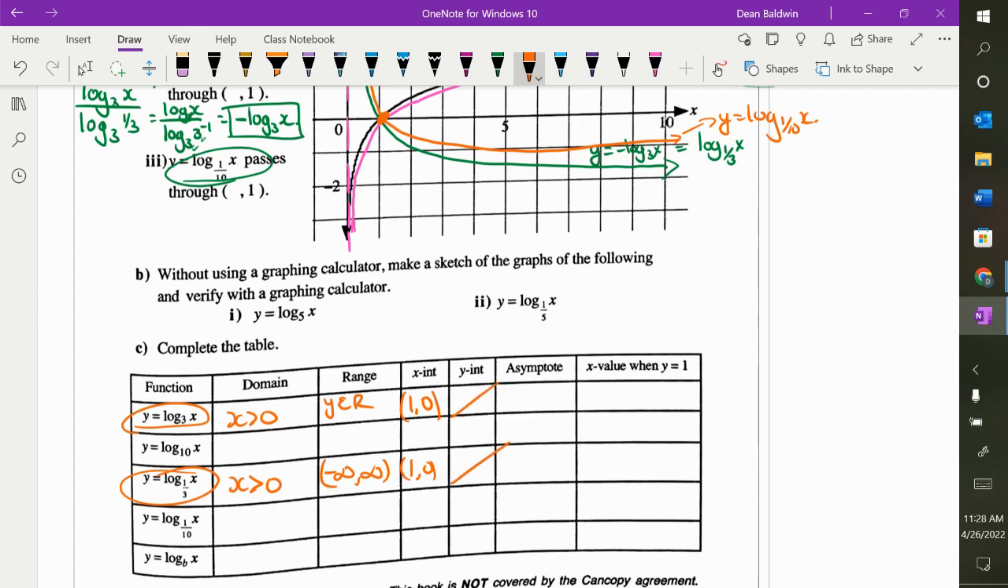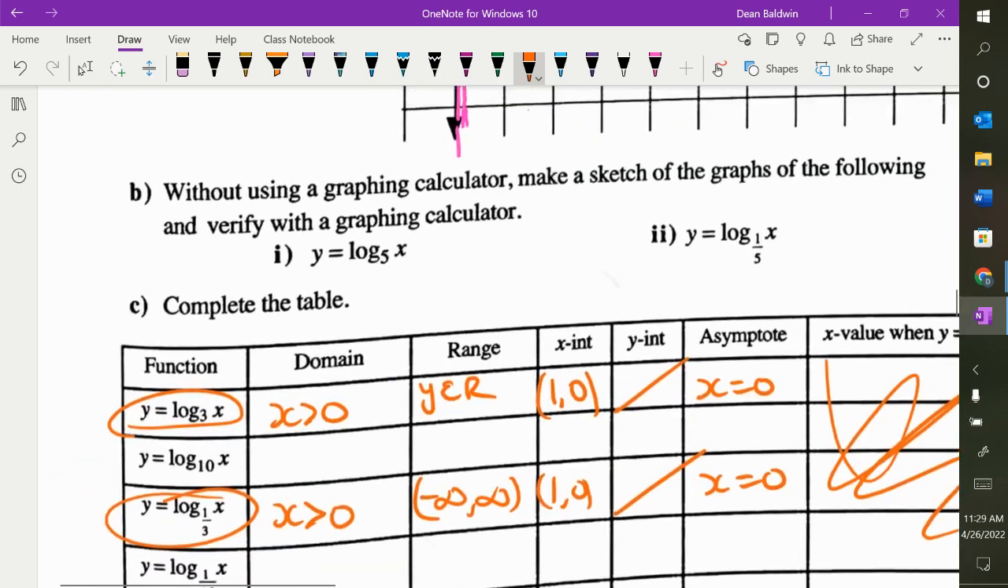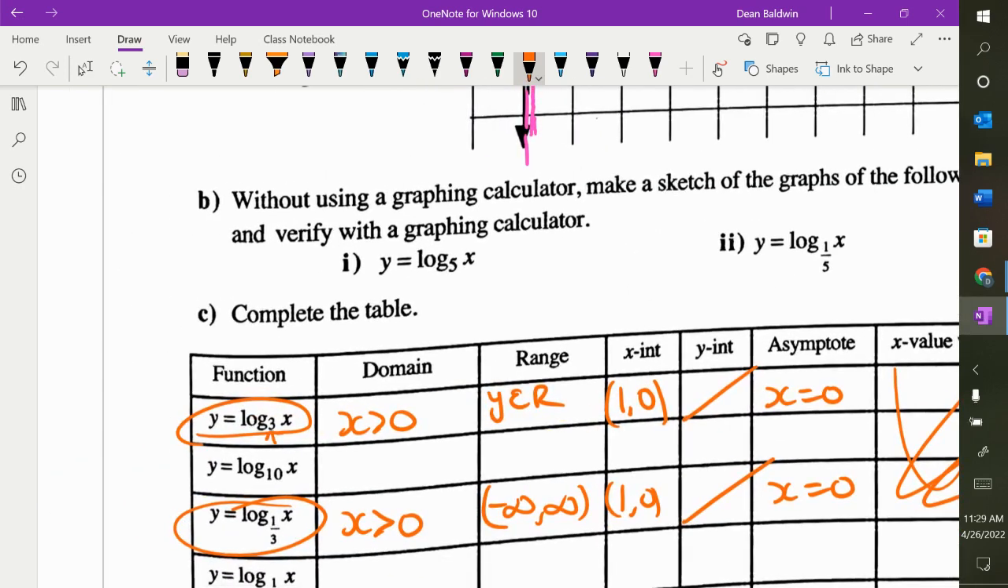Asymptote? It's not y is equal to 0, it's x is equal to 0, because it's a vertical, right? All right, so we have a vertical asymptote at x is equal to 0. We have a growth if the base is bigger than 1. And we have a decay if the base is less than 1. All right?